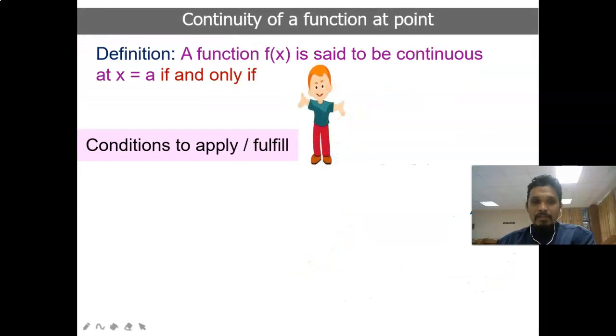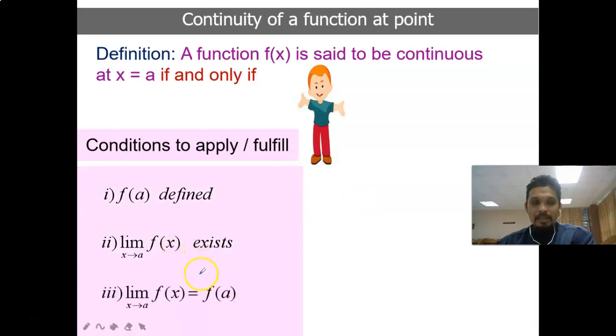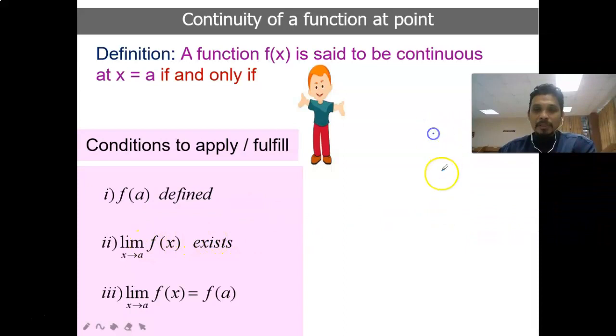Definition: f(x) is said to be continuous at x equal to a if and only if, first condition, f(a) is defined. Second condition, the limit of f(x) exists, and third, the limit equals the function value when x equals a, that is, f(a). For the limit exists, please refer to the previous recall videos or notes.